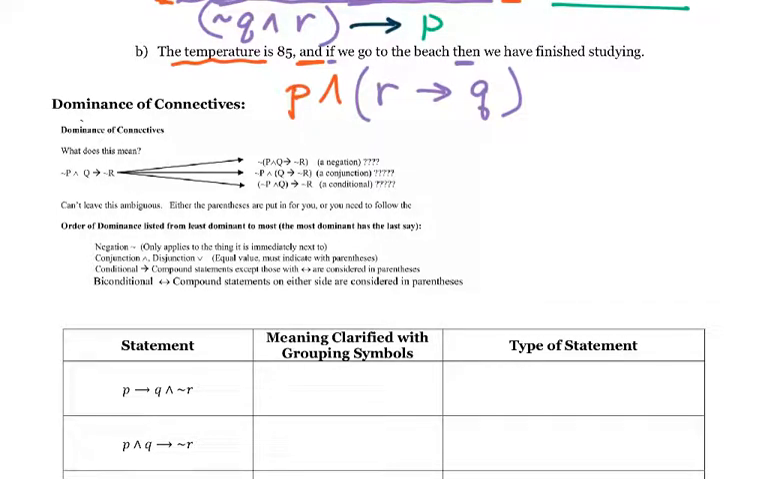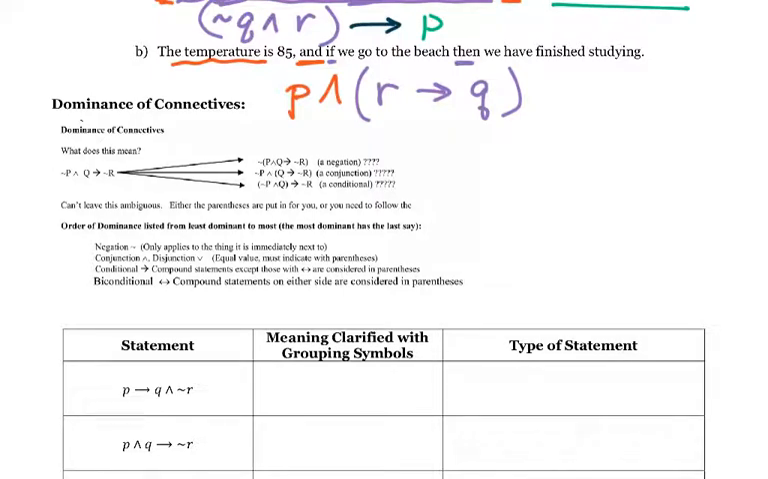Conjunction and disjunction have equal value, and we must indicate these with parentheses. Conditionals are compound statements, except for the biconditional ones, which are considered in parentheses. And then biconditionals are compound statements on either side, and they are considered to be in parentheses. So if parentheses are not provided, we consider the most dominant connectives to be the ones that have the last say. So those are the ones that we would evaluate last.